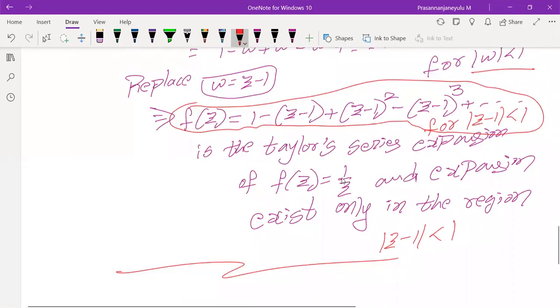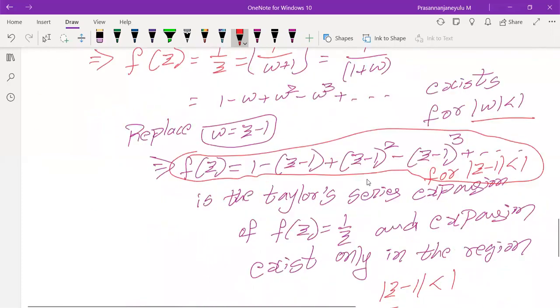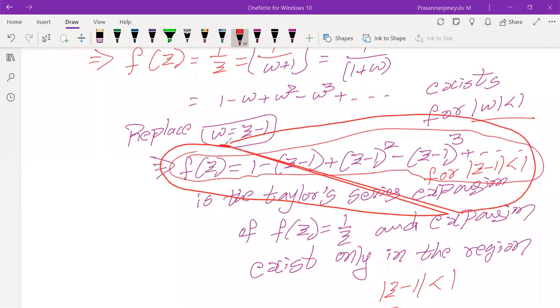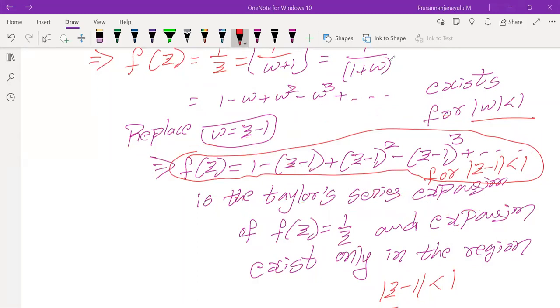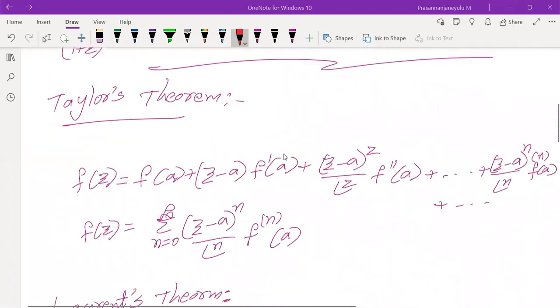Sir, how can I mention it as a Taylor series expansion? Why did I mention it as a Taylor series expansion? So now you check the right hand side part. How did we get the right hand side part? In powers of z minus a. What is the value of a here? It is 1. So what is the Taylor series expansion? This one only.